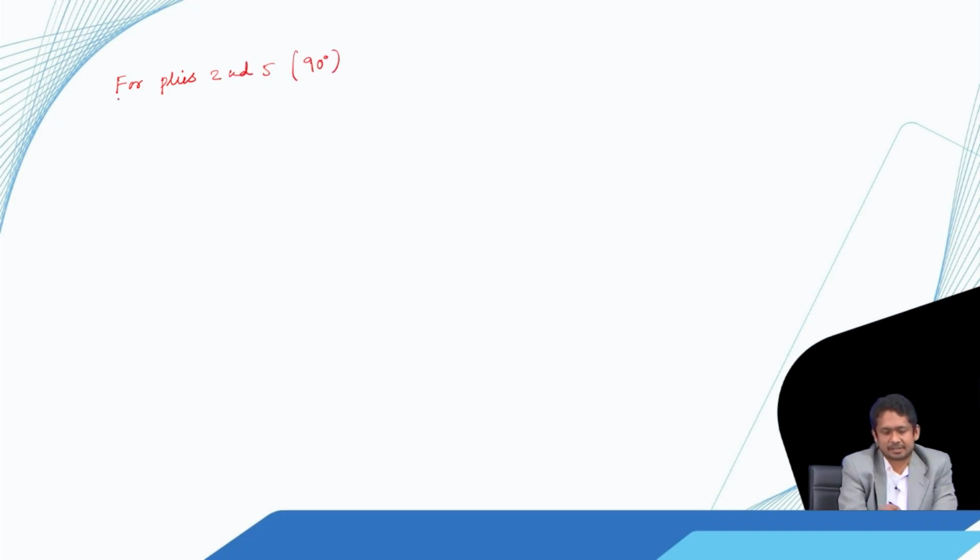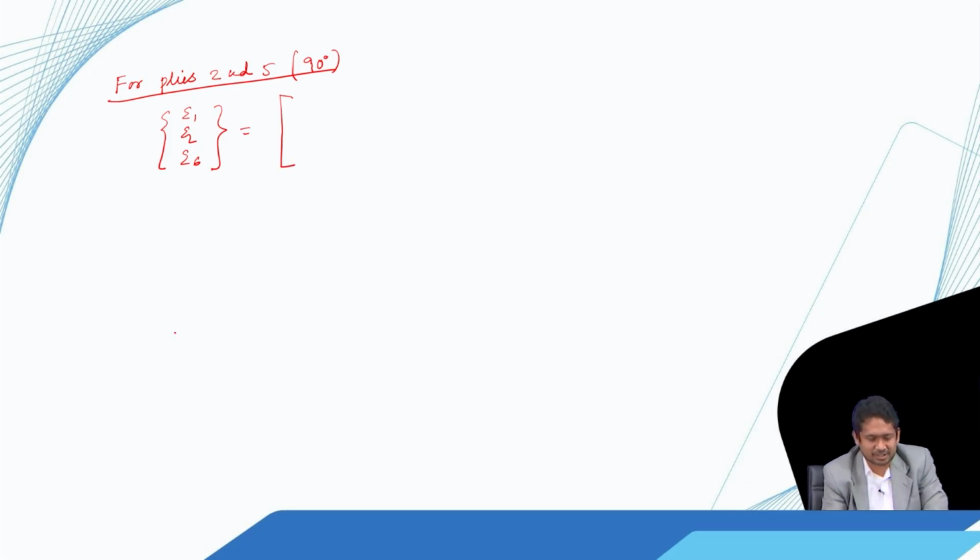Now, let us go to plies 2 and 5. And they are 90 degree plies. So, for them sigma 1, epsilon 1, epsilon 2 and epsilon 6 have to be obtained from the transformation matrix, because they are not aligned along the principal material direction, and the transformation matrix becomes this.